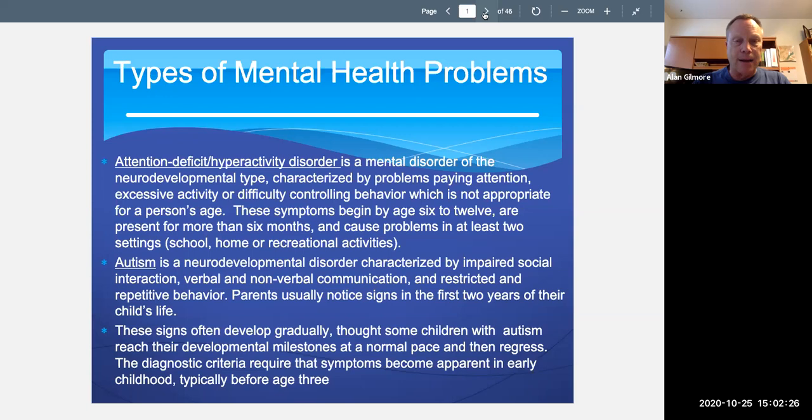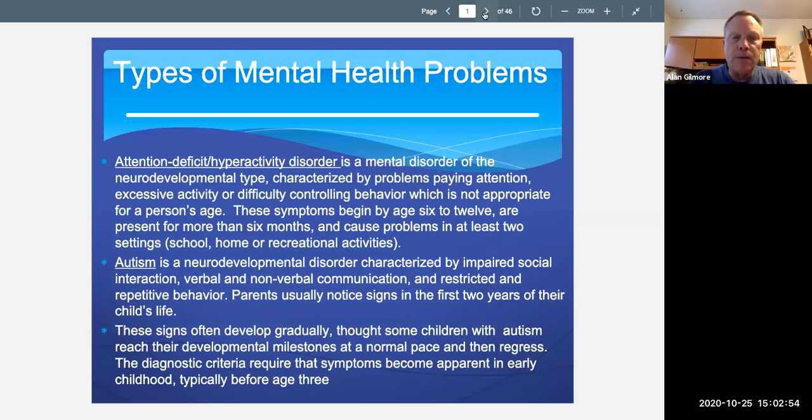at least 2 settings. So when you're talking about being able to diagnose attention deficit hyperactivity disorder, there is a time frame for when it usually is going to happen, between the ages of 6 and 12. It has to go on for at least 6 months for it to be something that could be diagnosed. And it has to cause problems in at least 2 settings. So maybe problems at school and problems at home.